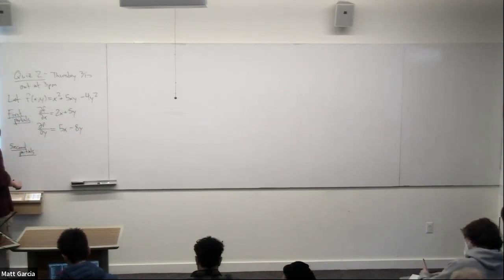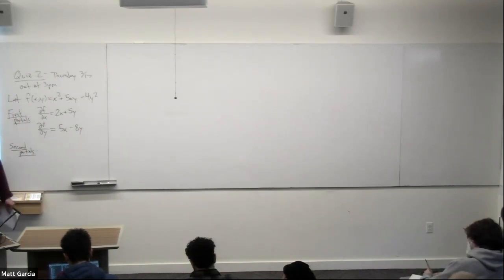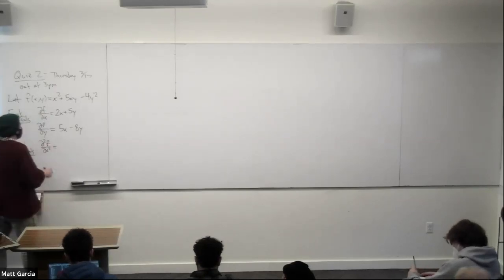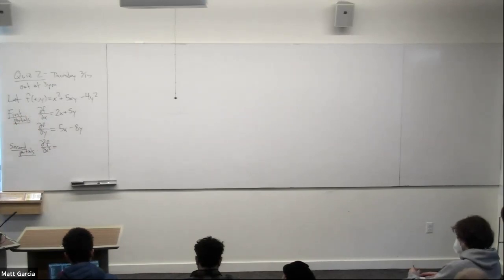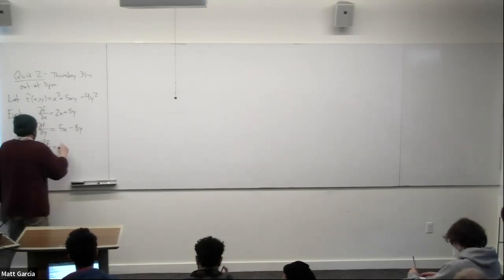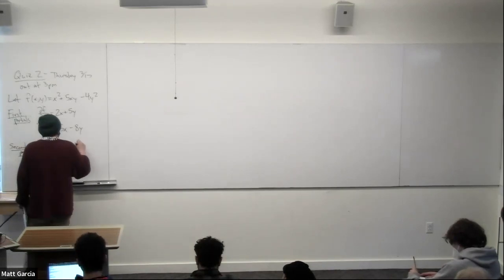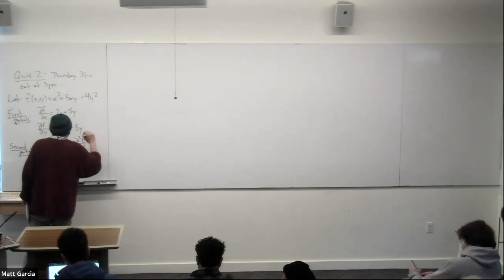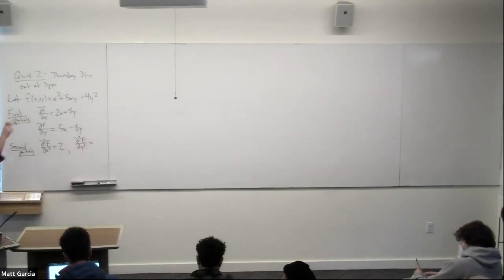That is to say, I may take this and differentiate with respect to x once again. So partial squared f over partial x squared is the derivative of this function with respect to x. 2. Good. And partial squared f partial y squared is differentiating this function with respect to y. What do we get there? Just -8. Good.